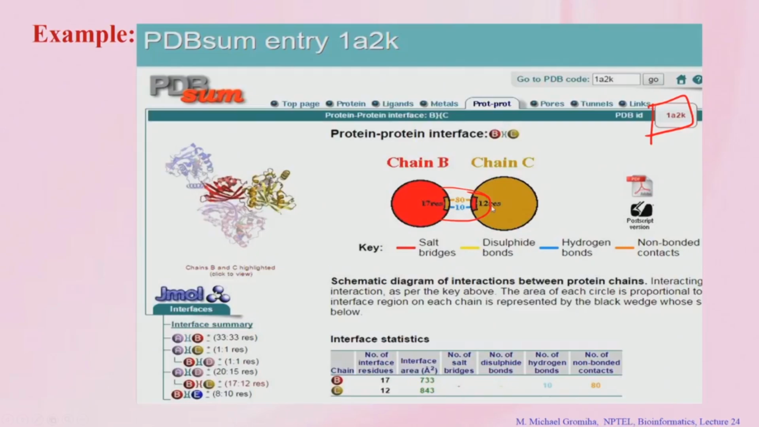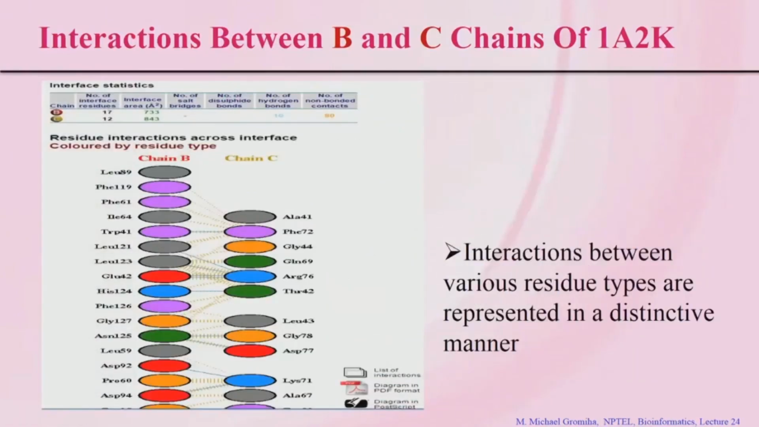They are making about 80 plus 10 contacts, 80 non-bonded contacts. You can see non-bonded contacts in yellow and the hydrogen bonds in blue, and disulfide bonds in orange, and the salt bridges in red. So, you can see here you have only the 80 non-bonded contacts plus 10 hydrogen bonds. Then if you go through the details, you will get more detailed information. You can see here, this is chain B of 1A2K, this is chain C. So, they are making different types of contacts.